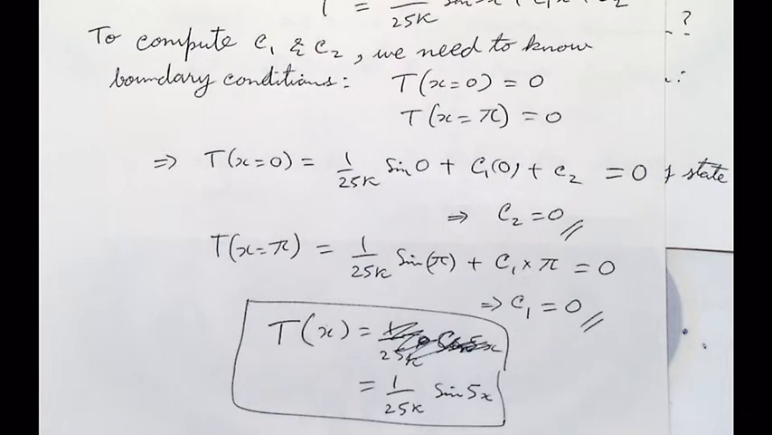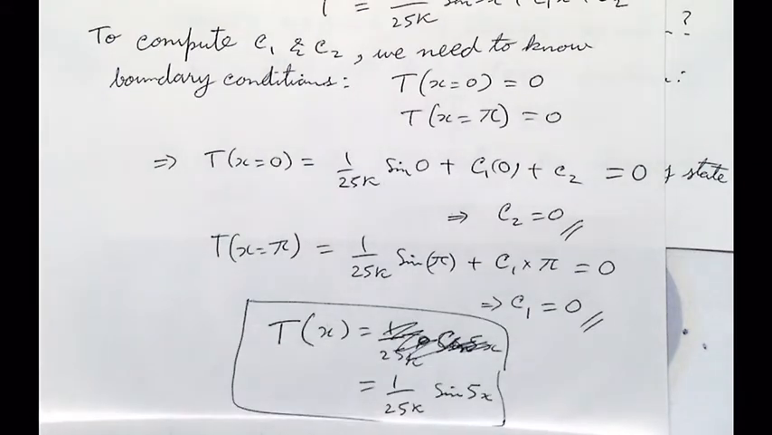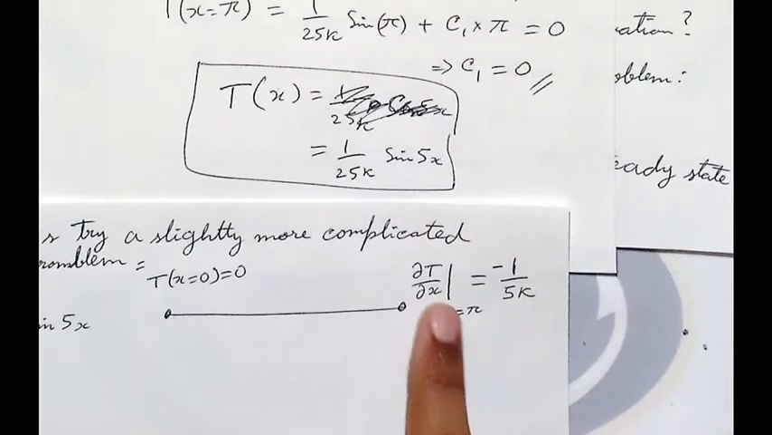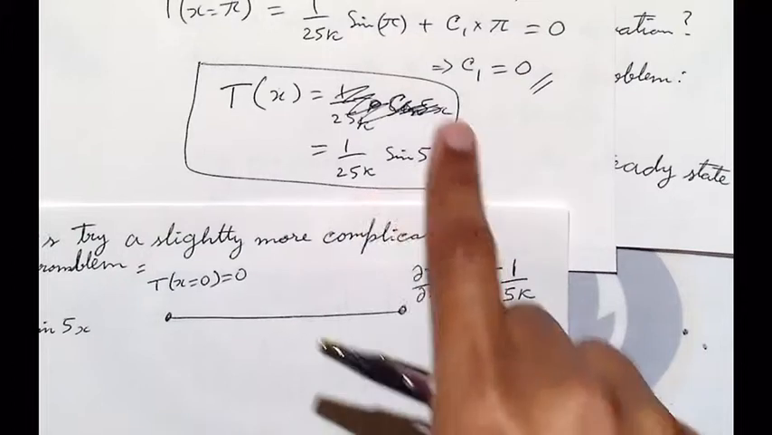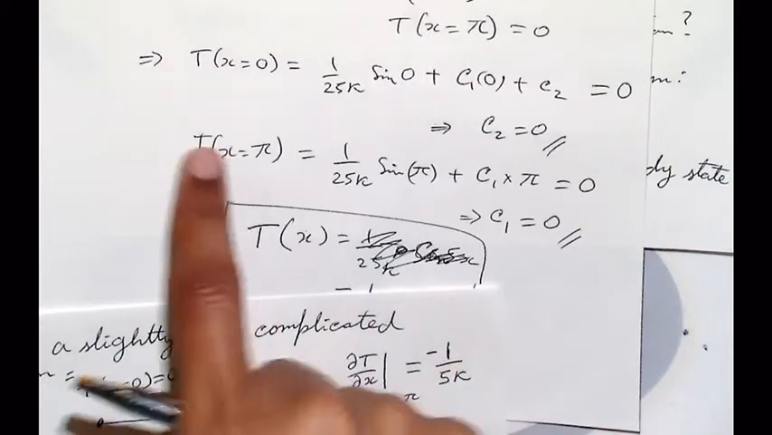C1 is again 0, C2 is 0. Okay, unless I've made a mistake, you will get the same answer, both of them. And the reason for that is the derivative at the right end is minus 1 over 5 kappa with this sign. And to use this information, you just use a different boundary condition.